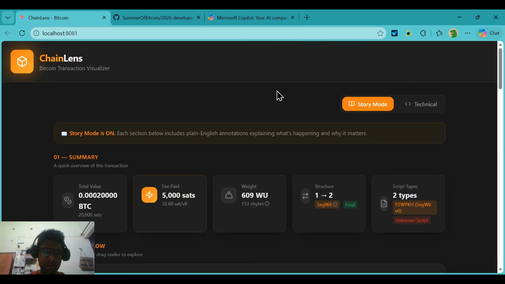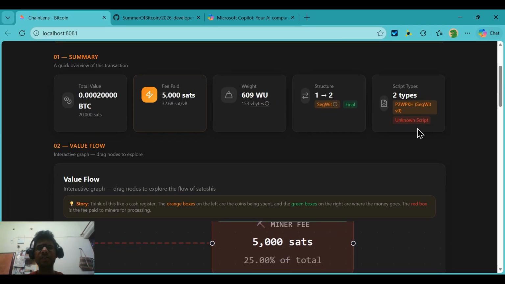So hi everyone, I am Tanmay and today we will see how a Bitcoin transaction occurs, how it is visualized using chain lengths. So first let's try to understand what is a transaction. Transaction is nothing but a transfer of assets between two or more people.